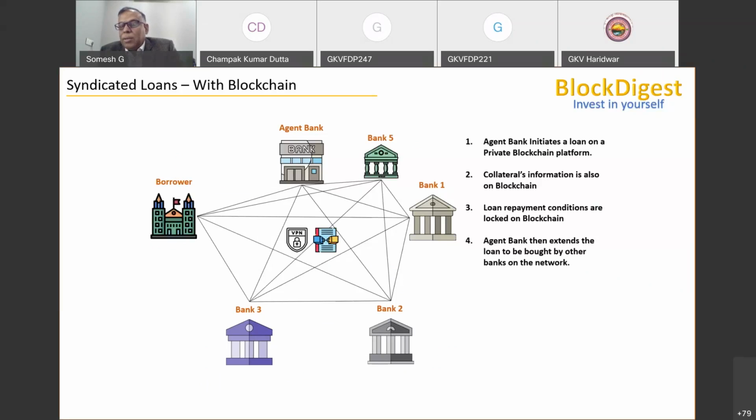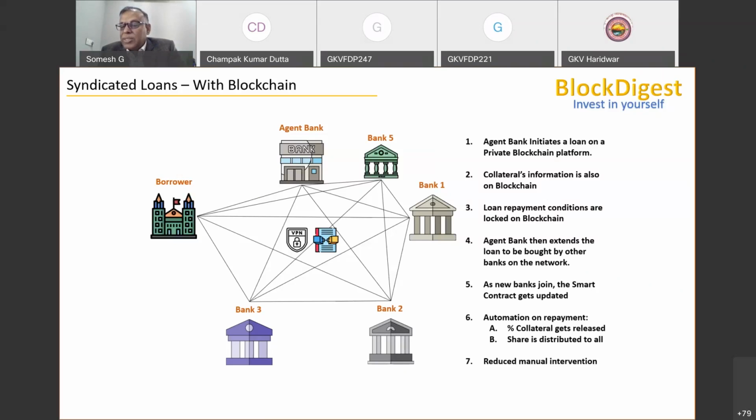Agent bank can extend the network to the new participants that have come in through the secondary market, and the smart contract gets updated. Hence, there's an automation on payment on collaterals, share distribution, reduces manual interventions. So this is a very good example. A lot of this happens through packages. Nobody does it through custom applications.